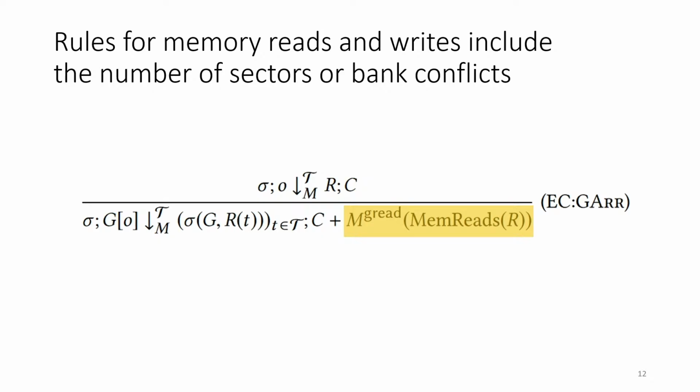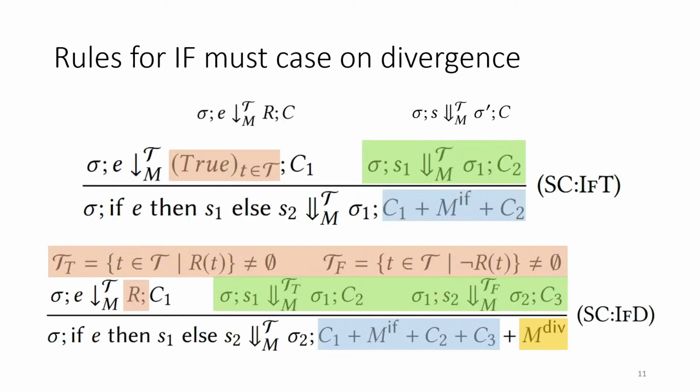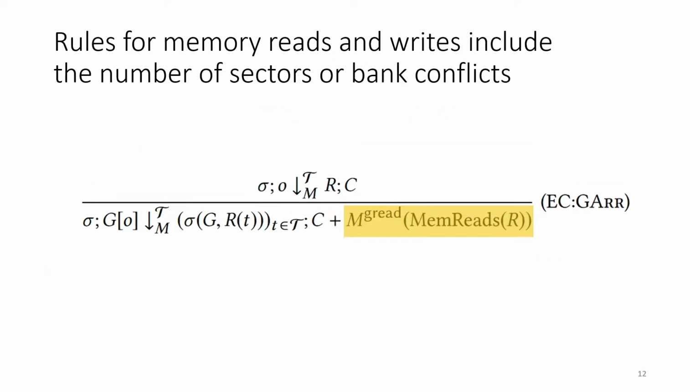I'm not going to go through this rule in detail, but just one more thing I wanted to say about resource metrics is that most of the resource metrics are just a constant, so m_if, m_div, but some of the resource metrics actually take an additional parameter. So in the case of the operations reading and writing from global memory, that parameter is the number of sectors that are accessed. So the cost memory latency will depend on the number of sectors. And for reads and writes to shared memory, the cost or latency will depend on the number of bank conflicts. So we have that as an additional parameter to that element of the resource metric.